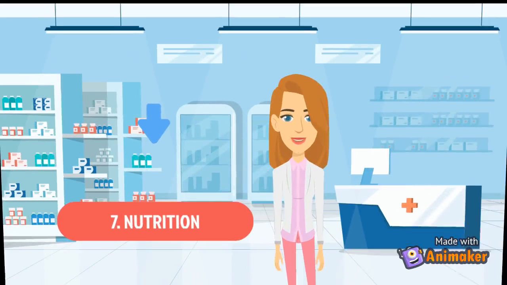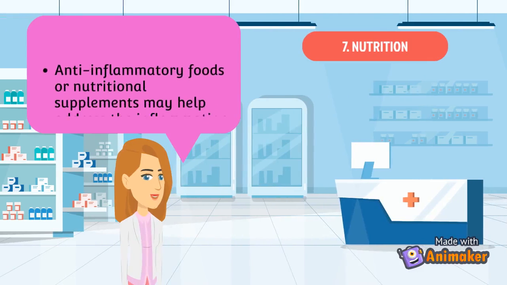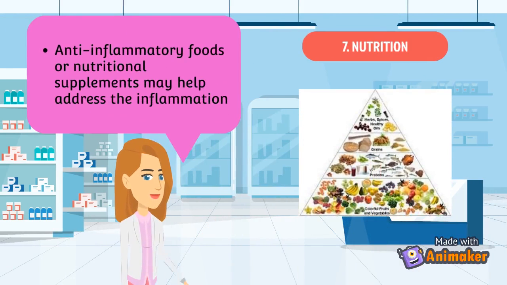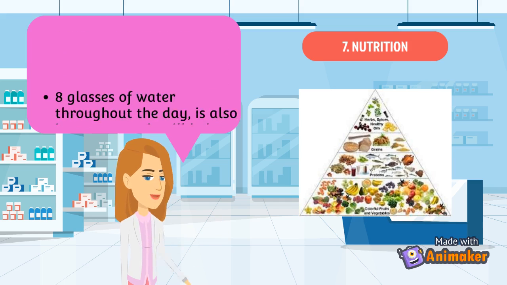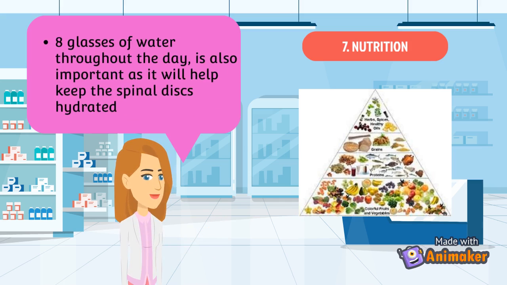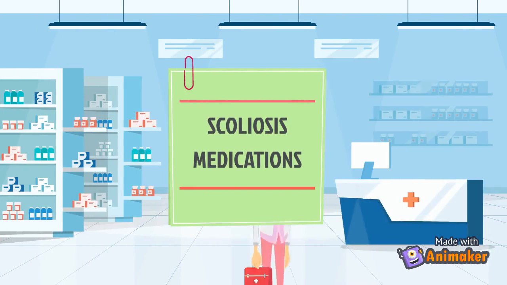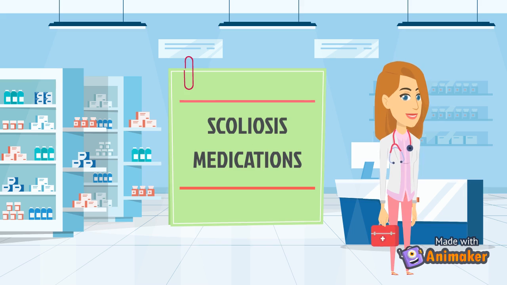Number 7. Nutrition. Anti-inflammatory foods or nutritional supplements may help address inflammation. For example, turmeric and ginger are foods that have been shown to have anti-inflammatory qualities. Drinking water regularly, such as 8 glasses of water throughout the day, is also important as it will help keep the spinal discs hydrated. Scoliosis medications.